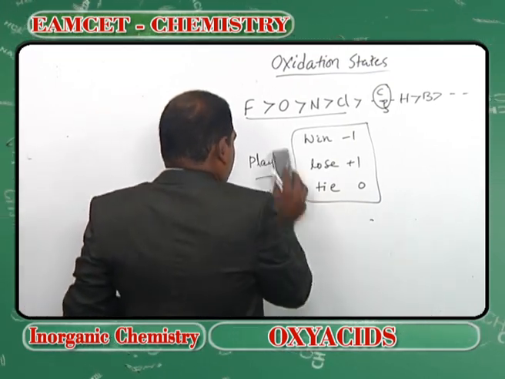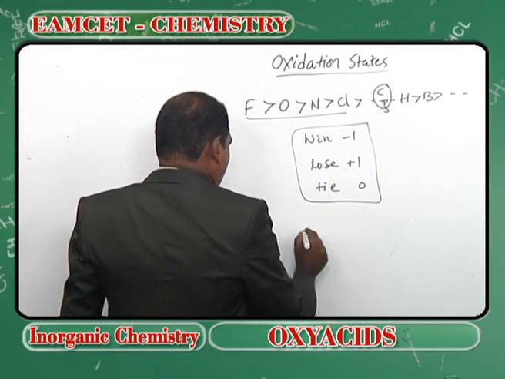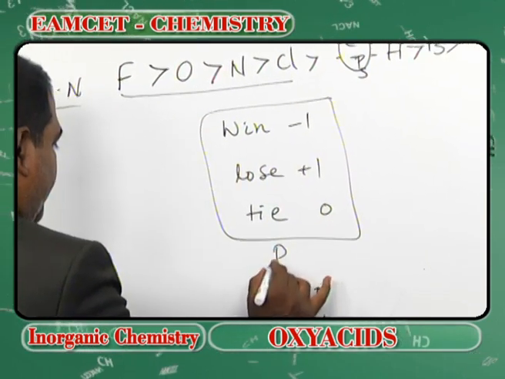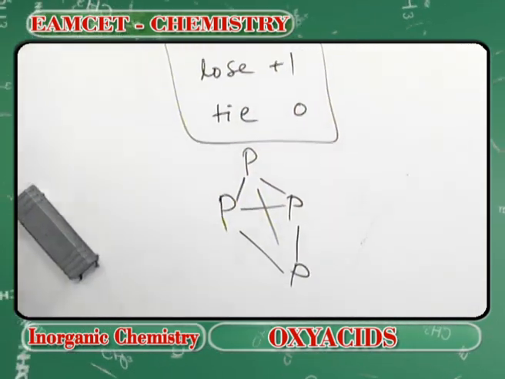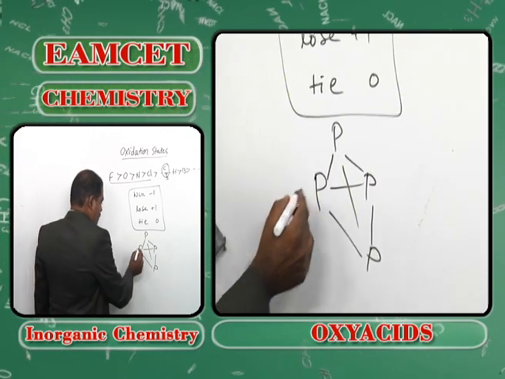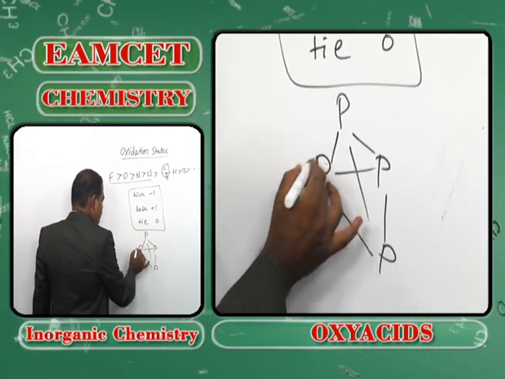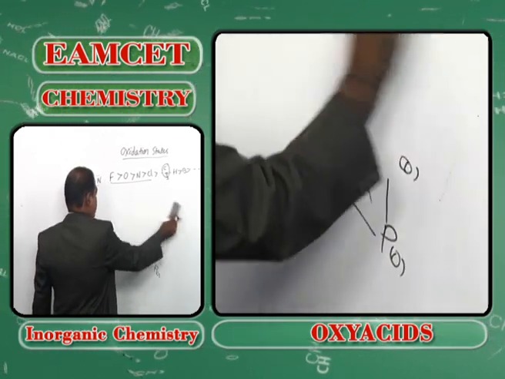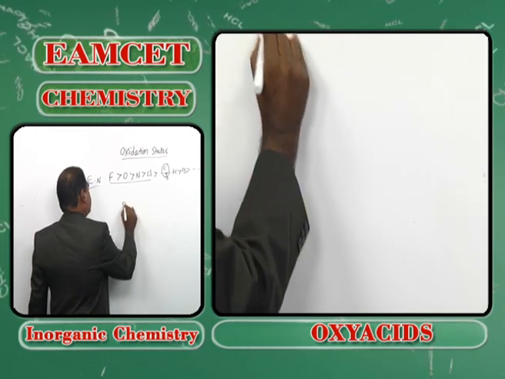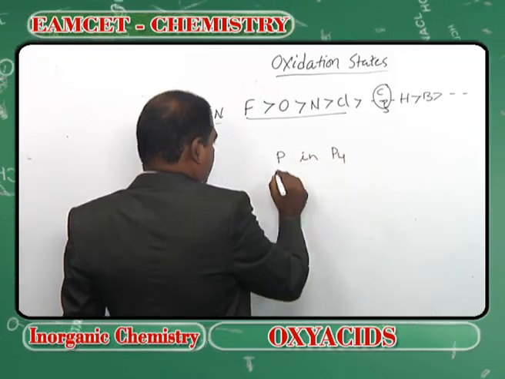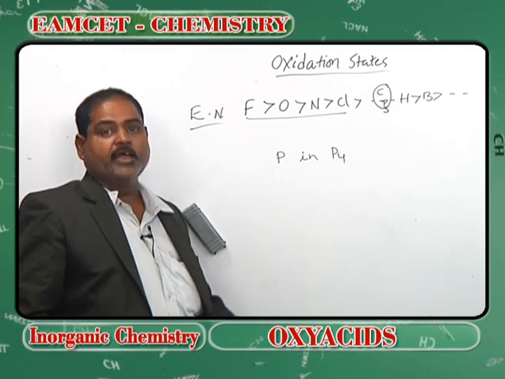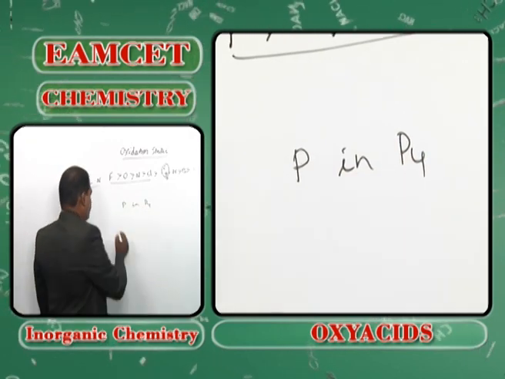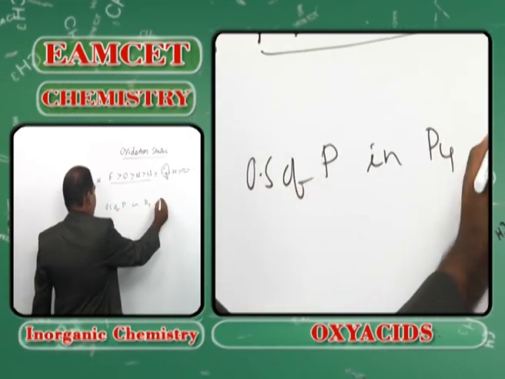And what about P4? What is phosphorus doing here? Forming 3 bonds with equal opponents. Tie, 0, 0, 0. So the oxidation state of atoms in their elementary state, P in P4. What is phosphorus doing in P4? Playing 3 matches with equal opponents who are none other than phosphoruses. The oxidation state of P in P4 is 0.